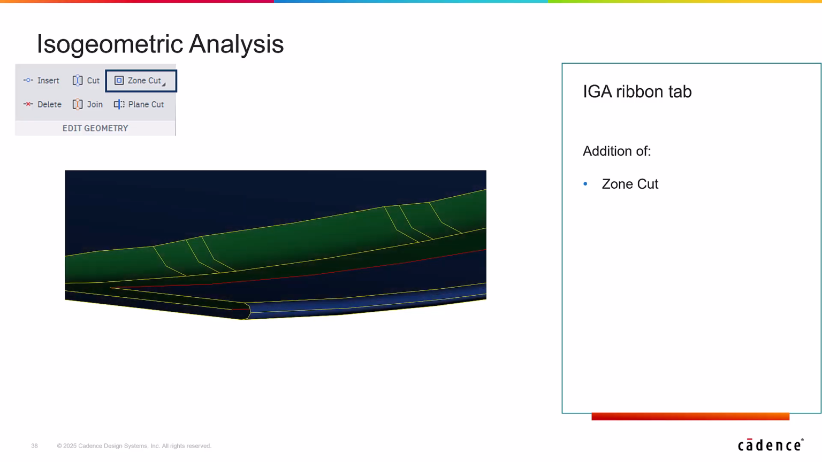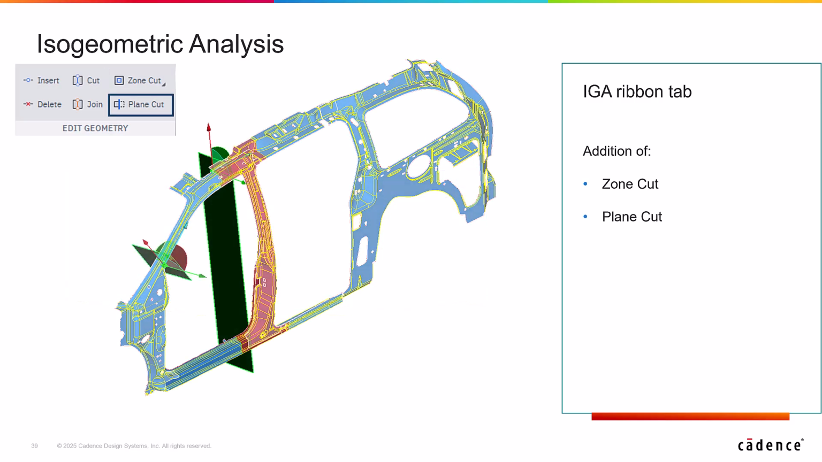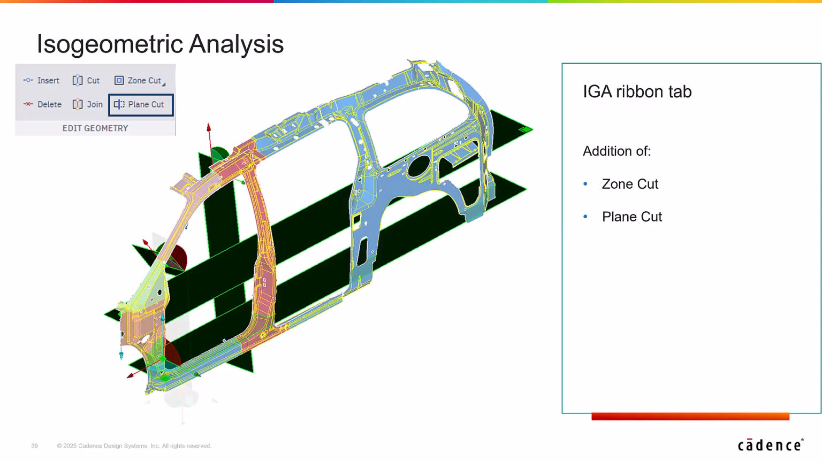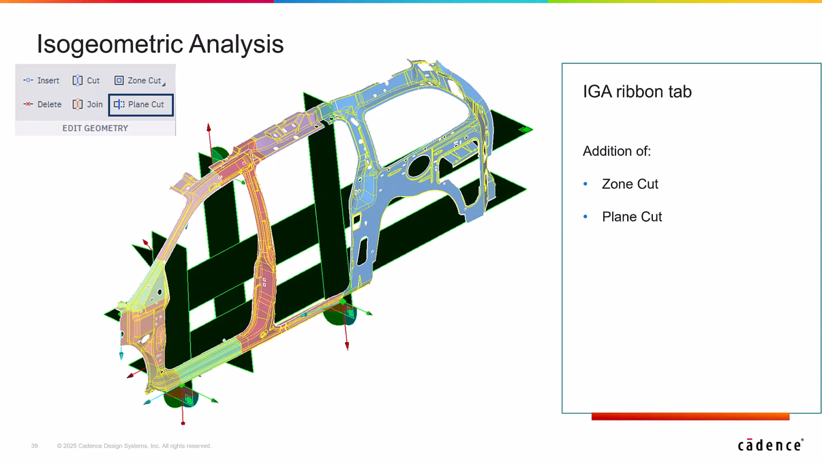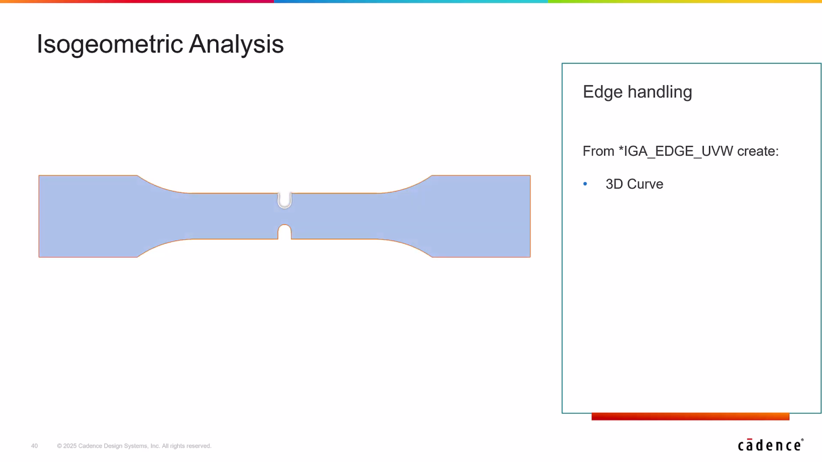Since geometry editing is often required for large components, the Zone Cut feature has now been added as a button within the Edit Geometry group. For the same reason, the Plane Cut button has also been added to the Edit Geometry group. Additionally, a new Edge group has been introduced in the IGA ribbon tab. This group includes functionality for creating 3D curves based on the IGA Edge UVW keyword.